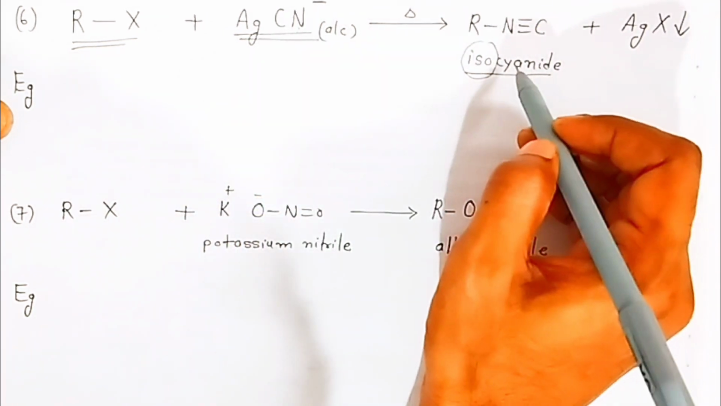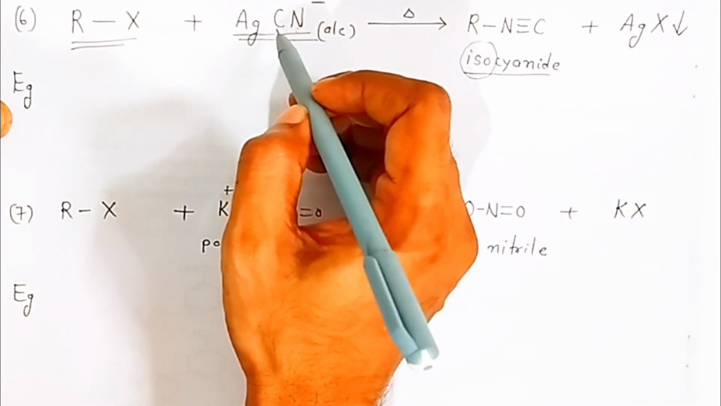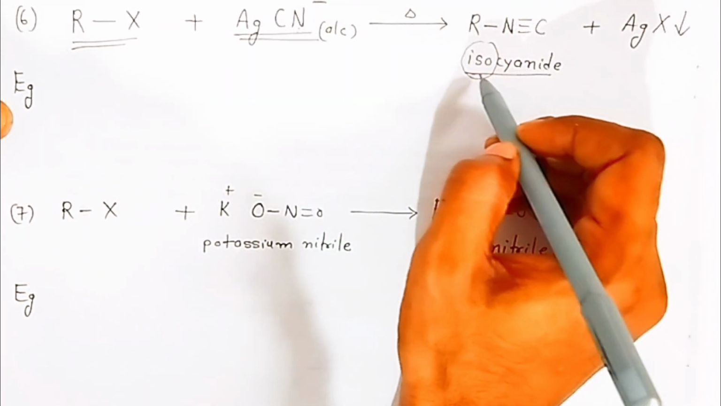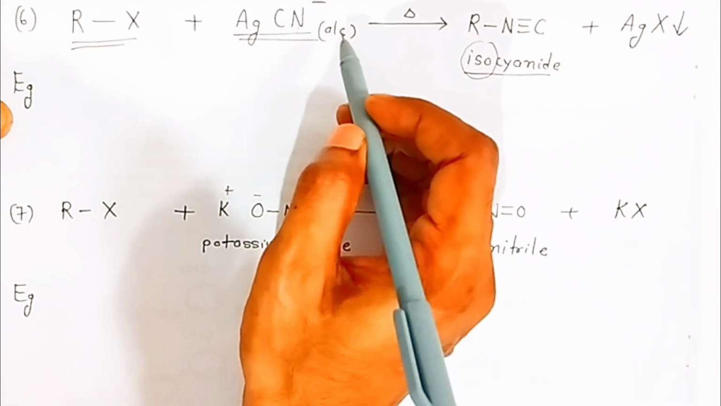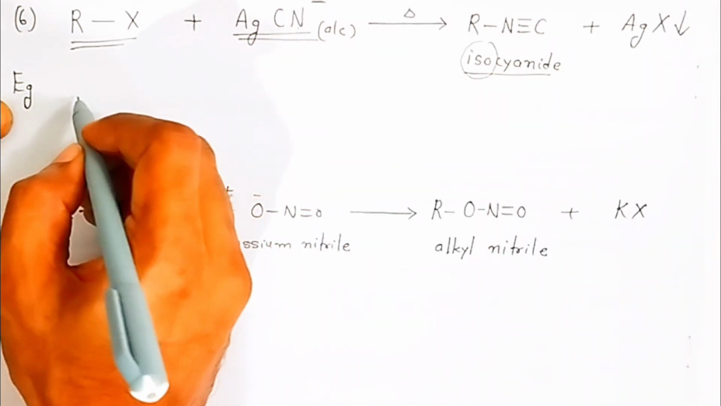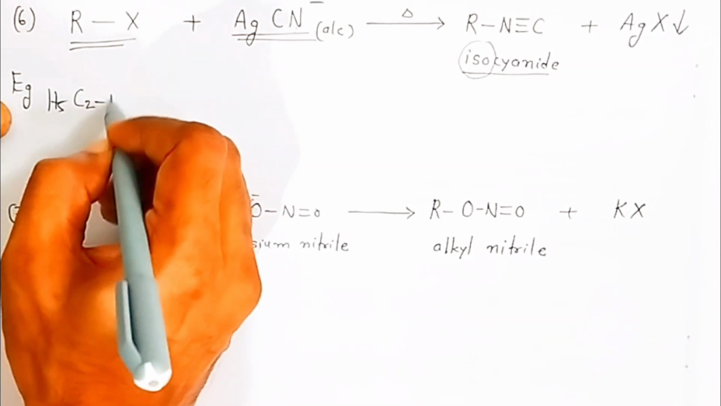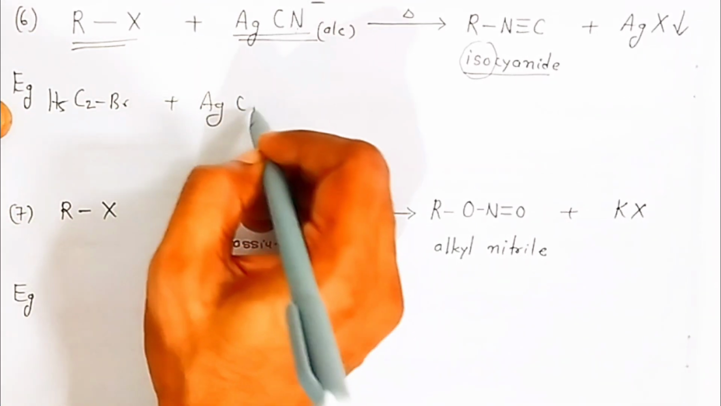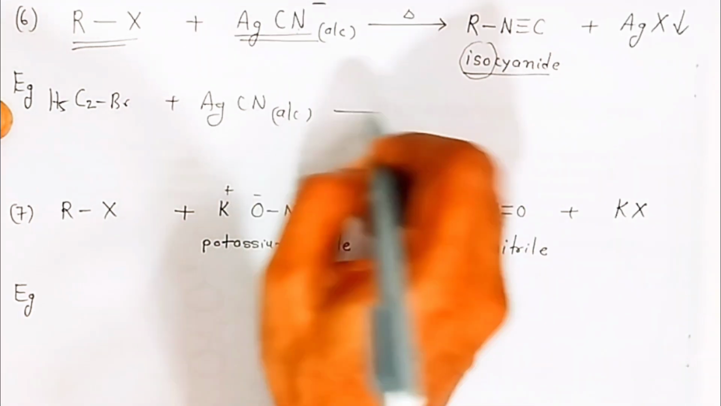If you want to form cyanide, at that time you have to take the reactant as potassium cyanide. For formation of isocyanide, you have to take the reactant as silver cyanide. So action of silver cyanide will always give you alkyl isocyanide. Say for example, students, here I am taking ethyl bromide reacting with alcoholic silver cyanide, and just heat it.